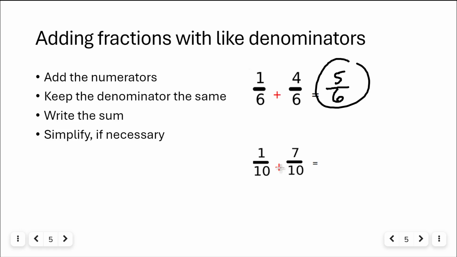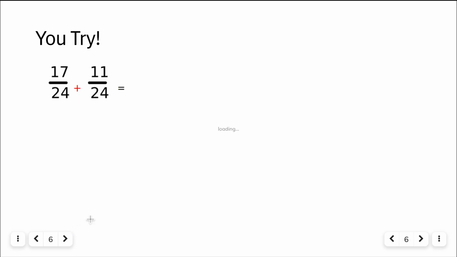Down here, we have 1/10 plus 7/10. The denominator stays at 10. 1 plus 7 is 8. It gives me 8/10. But now I can write this in lowest terms, right? I can divide each one of these by 2. That would give me 4/5. So my answer here is 4/5. I'm not looking for 8/10. I'm looking for 4/5. I'm looking for that fraction in lowest terms. That's the easiest type of fraction to work with.